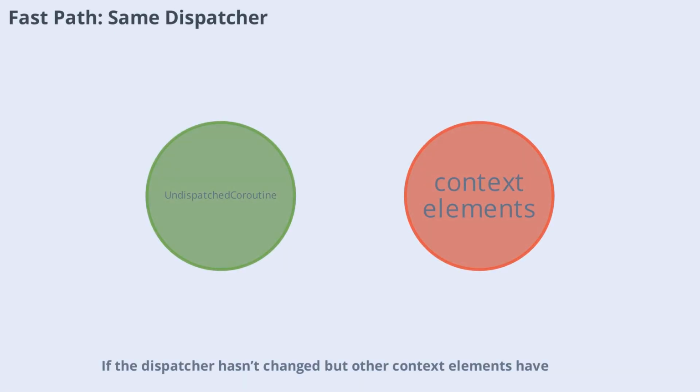If the dispatcher hasn't changed but other context elements have, withContext uses UndispatchedCoroutine. The block runs in the same thread, but the thread's context is temporarily updated.